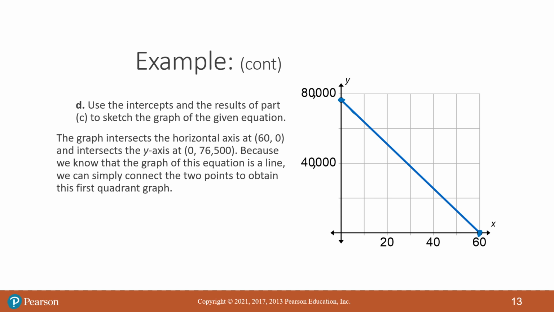It only exists on that particular domain and range as well, because remember, the domain of this is from 0, which is technically here, to 60, and the range is technically from 0 to 76,500. So this particular graph window captures this domain, and we can see the entirety of the graph.